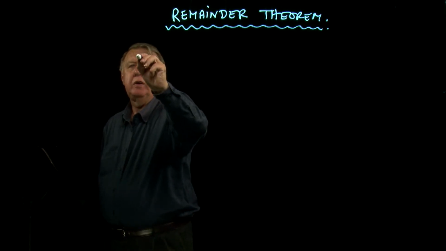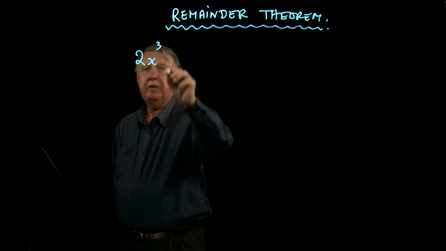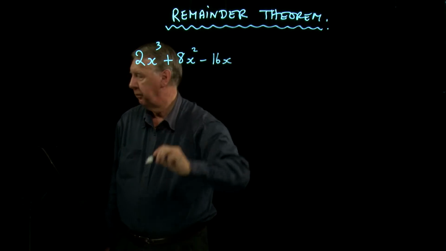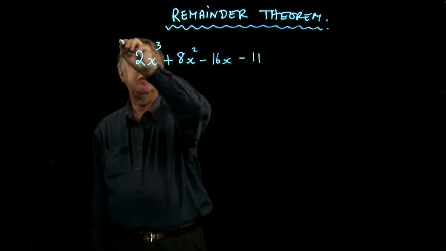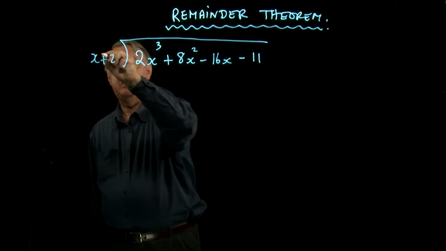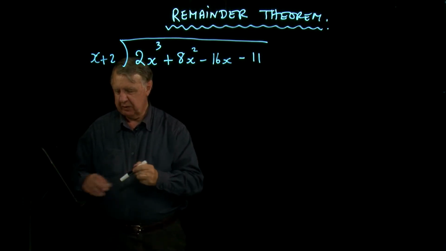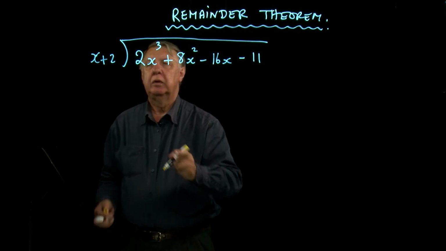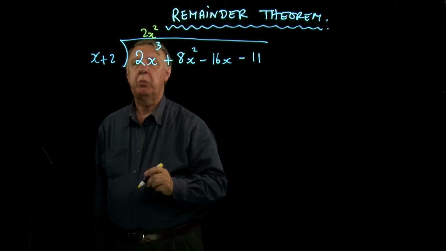Okay, let's look at this division now. 2x cubed plus 8x squared minus 16x minus 11 divided by x plus 2. I've not left myself as much space there, but never mind, we can squeeze it in. Okay, x into 2x cubed is 2x squared.